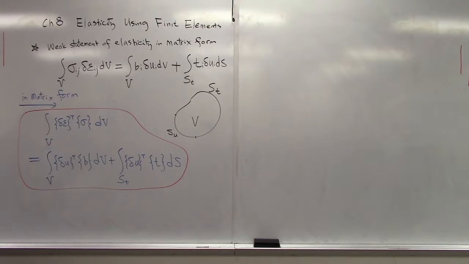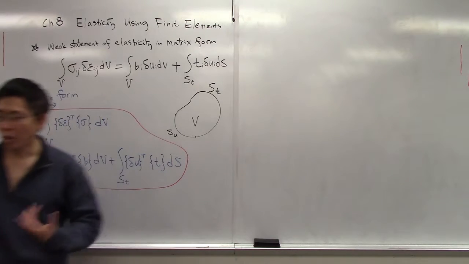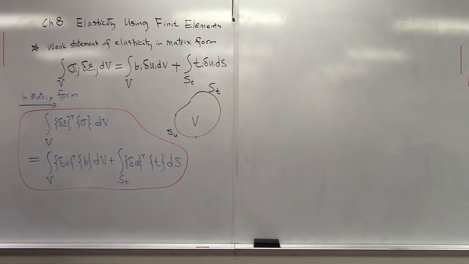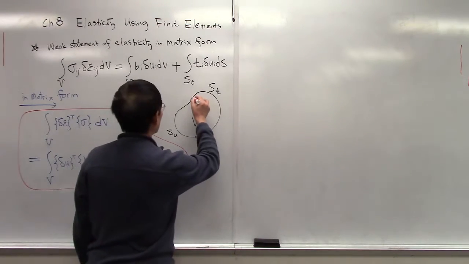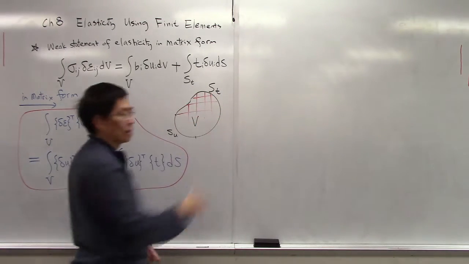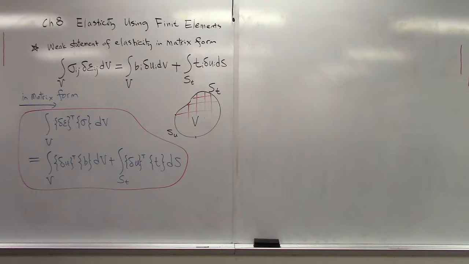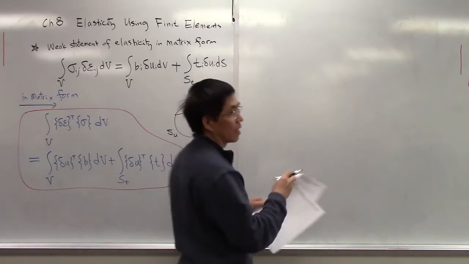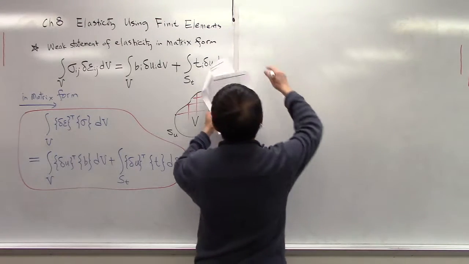Okay, now next step. This is still in continuum form. It applies to the original body. What we will do next is now to discretize that into elements, like that. With elements, now we assume an approximate solution.